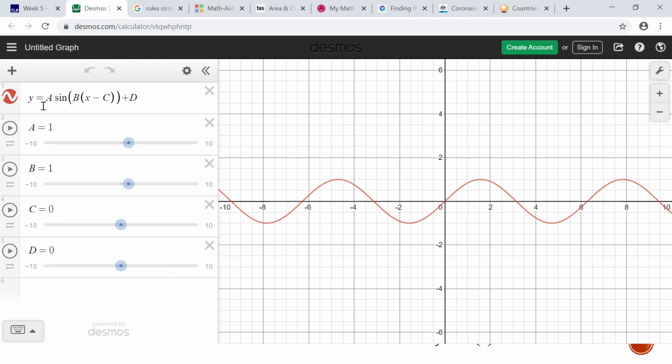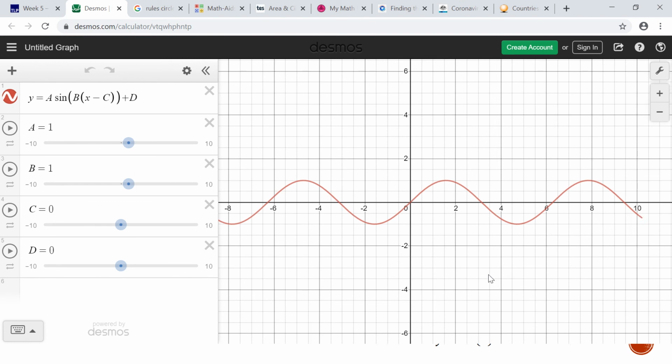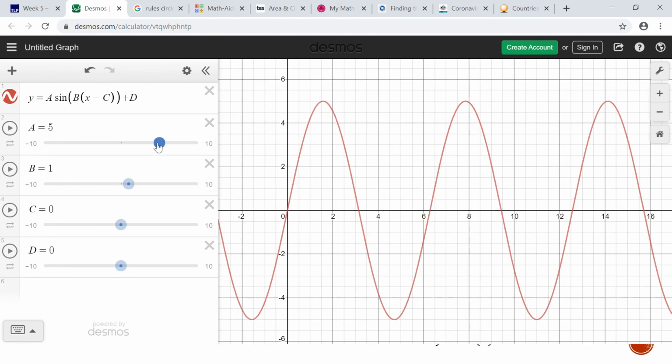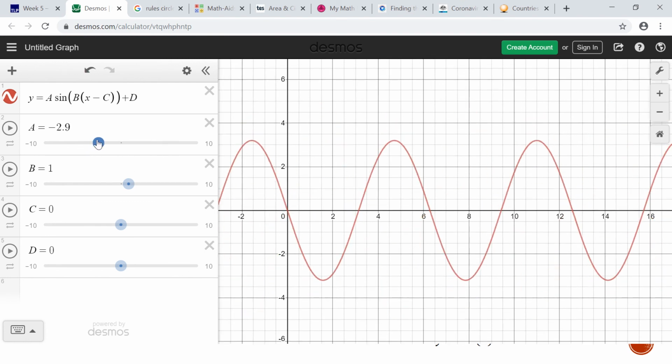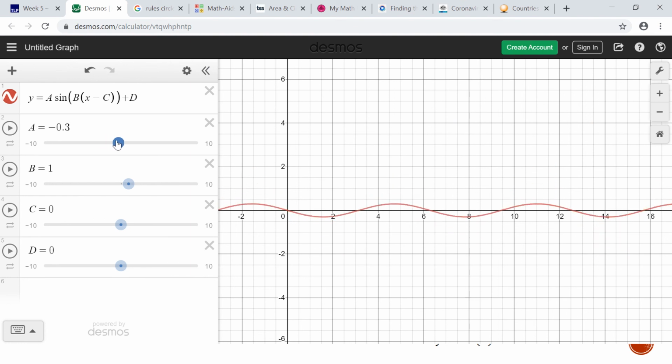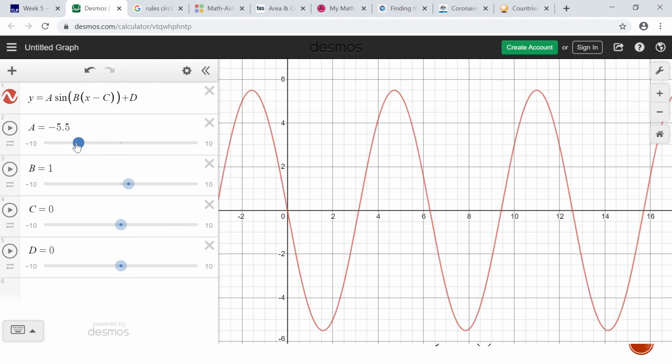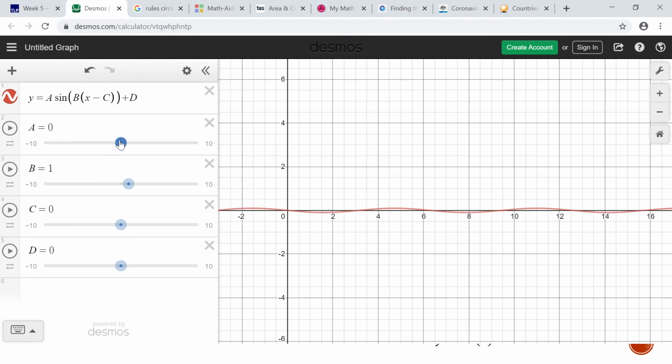Cool. So I've got this same graph. Actually, it's the exact same graph here. And I can increase A or decrease A. If you notice, as A equals 0, it's just a straight line. When A gets negative, it actually inverses.